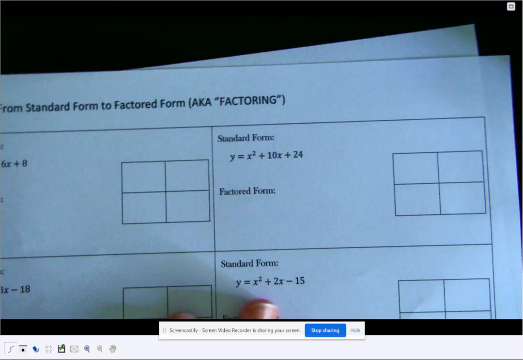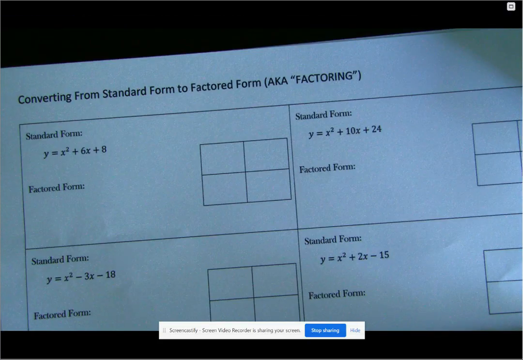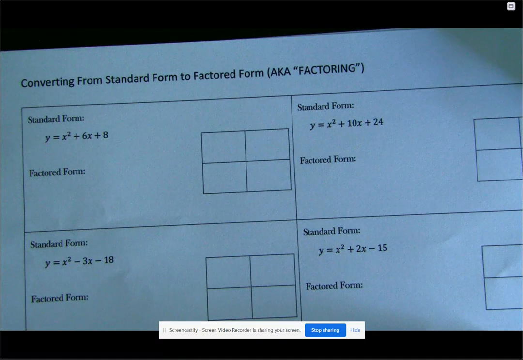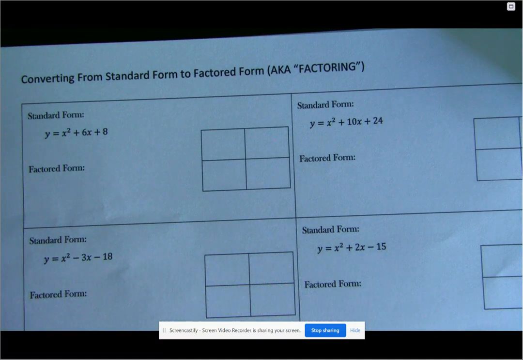Hi guys, this is Miss Eisencraft and I'm here to go over changing quadratic equations from standard form to factored form. Oftentimes it's just called factoring.